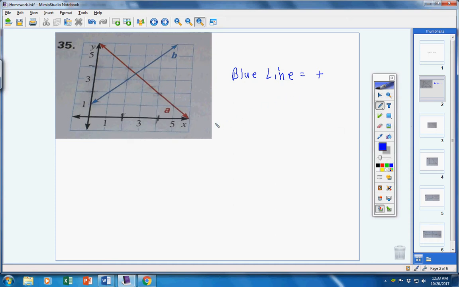Now, again, pick 2 points on the blue line. Here's a good point to use. Goes right through a crosshairs right there. And here's another one. Well, look, guys, your rise is 1, and your run is 1. So rise over run. So the blue slope equals 1, +1.